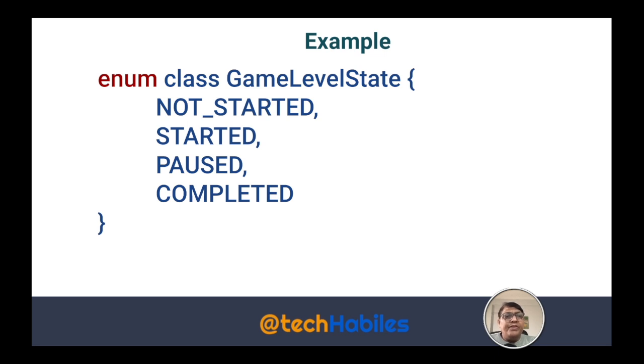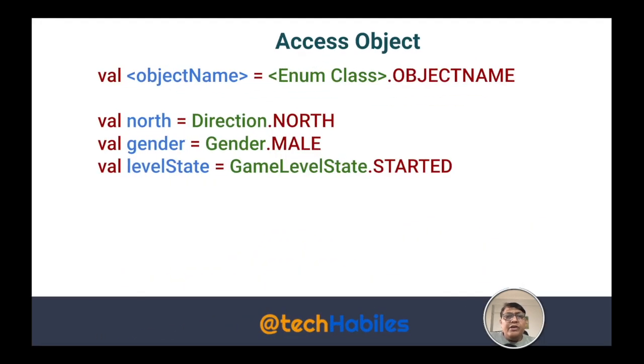Enum class you create using the enum keyword and then class and the class name. How do you access the objects of an enum class? You use val or var, the object name, then enum class dot object name. So for example, for north you can get Direction.north, Gender.male, and GameLevelState.started. Okay, so let's see enum classes in action with the examples.